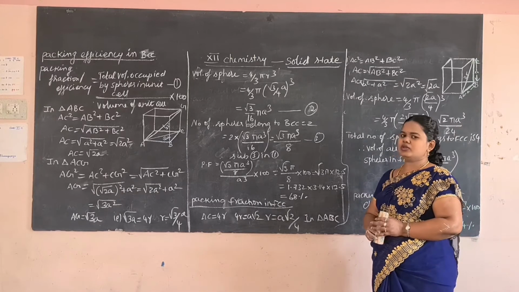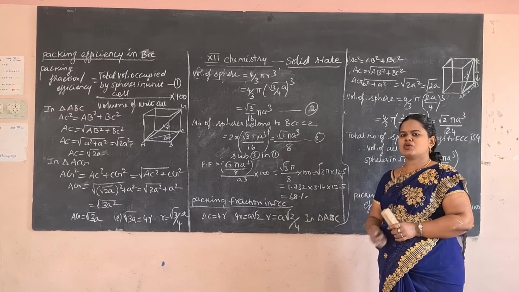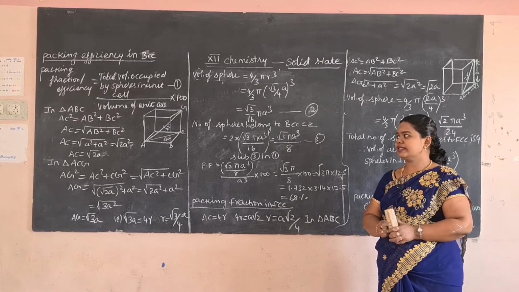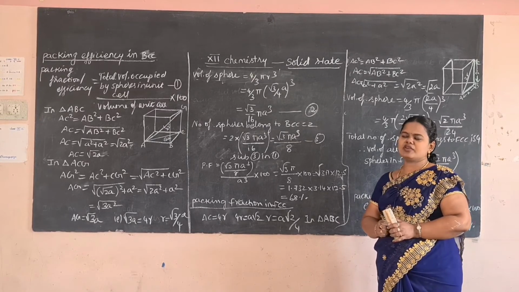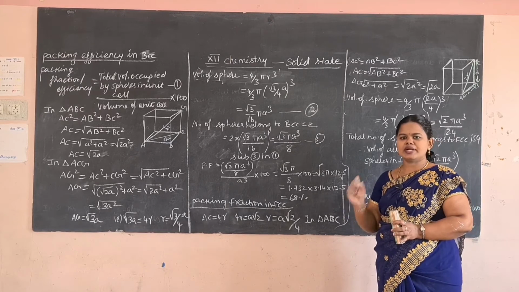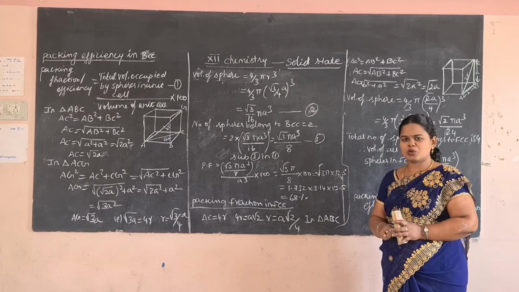Good morning to everyone. Today we will learn the next cubic unit cell. Already we have learned the simple cubic unit cell. Now we will learn the next cubic unit cell. We know that there are three types of unit cell: simple cubic unit cell, body centered cubic unit cell, then face centered cubic unit cell.